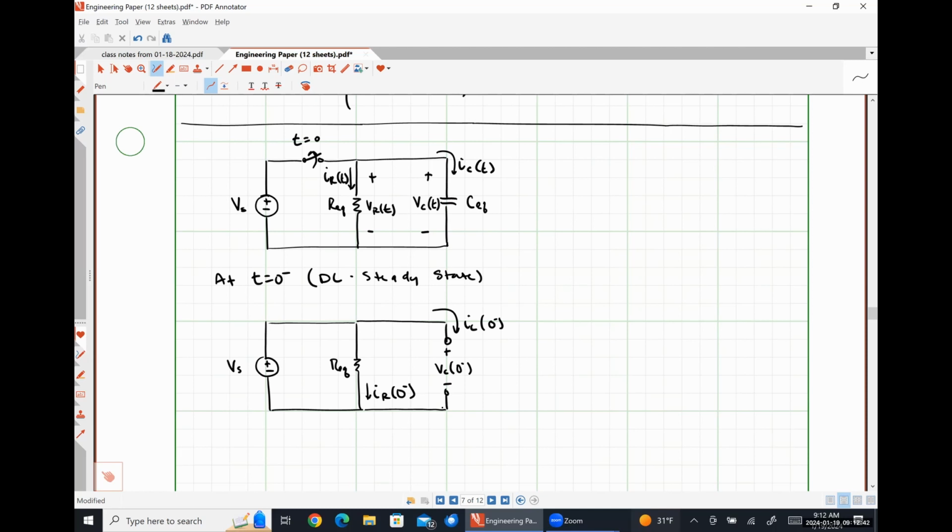So what is our capacitor current at t is equal to 0 minus? 0 amps, because it's the current flowing through an open circuit, right? So at DC steady state, the capacitor looks like an open circuit, which means there can't be any current flowing through it.